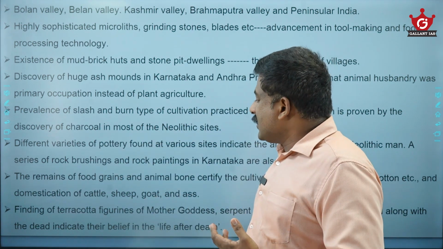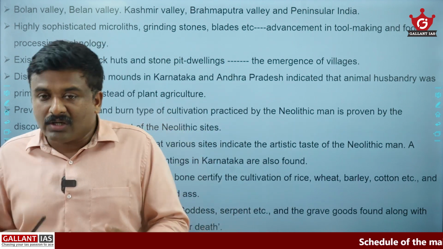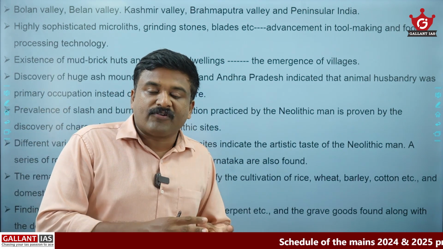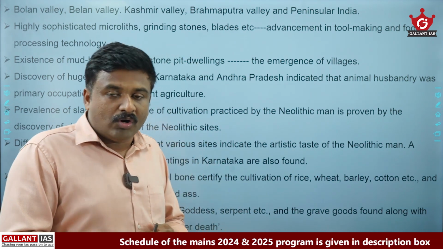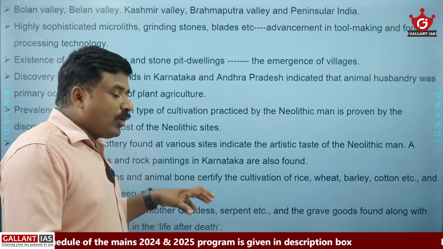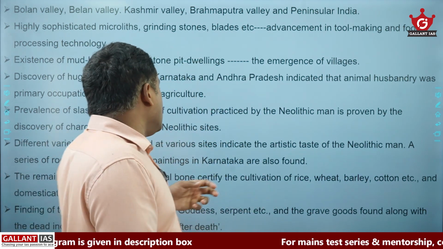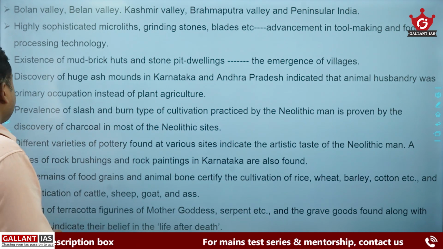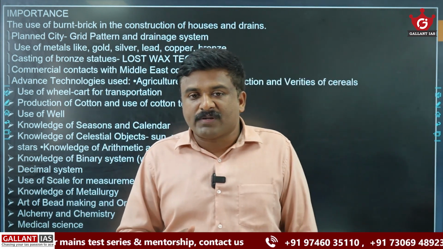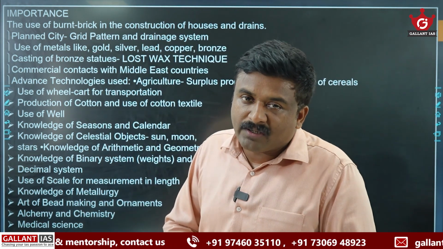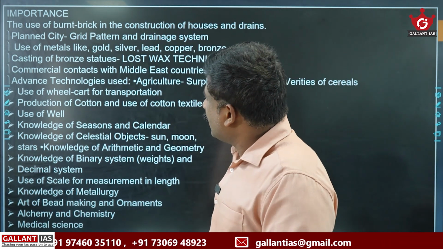Then terracotta figurines of mother goddess and the serpent, grave goods, etc., indicate their belief in religion, their belief in life after death, and their worship of male and female gods. So these are things we make out from archaeological evidences of Neolithic settlements. We get information and we can call it a revolutionary phase because many revolutionary things happened there, and this understanding is purely from the archaeological evidences of the Neolithic age.